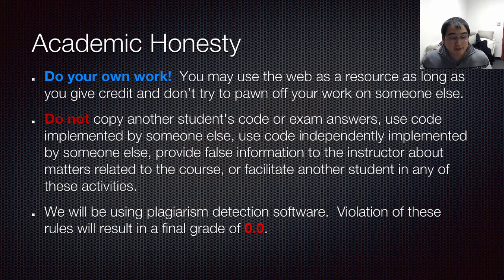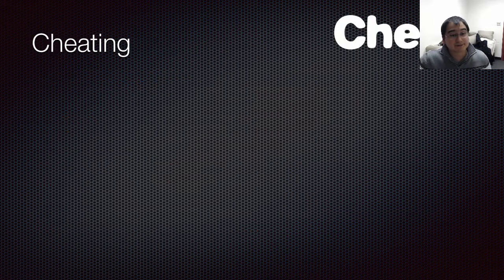Breaking these rules will result in a final grade of a 0. This is a 400 level class. We're expecting you to be honest. You're very close to graduation. You're very close to going out in the workplace. We don't want to be giving degrees to cheaters.